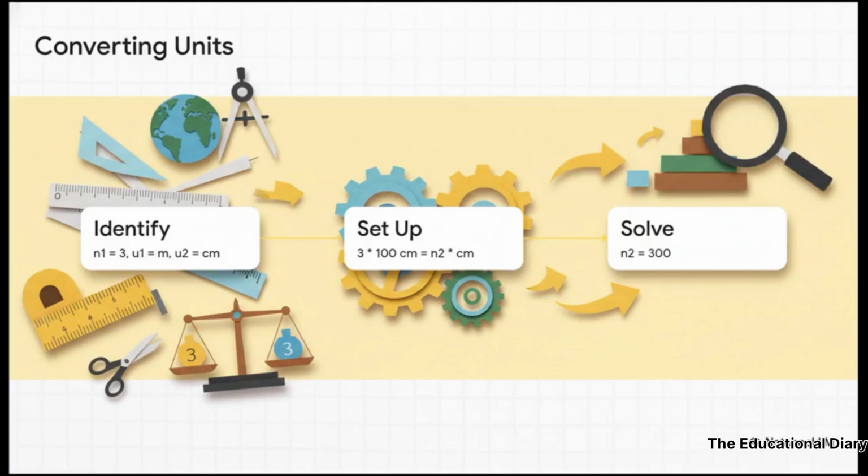Say we're converting 3 meters into centimeters. Super simple. Step 1, we identify our parts. N1 is 3, U1 is meters, and U2 is centimeters. Step 2, we set up our equation. We already know 1 meter equals 100 centimeters, so we just plug that in. 3 times 100 centimeters equals our unknown N2 times centimeters. The units naturally cancel out, and step 3 gives us our answer. N2 equals 300. So 3 meters is 300 centimeters. See, the unit got smaller, so the number had to get bigger.